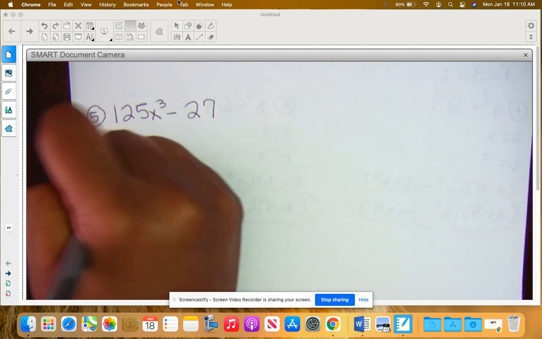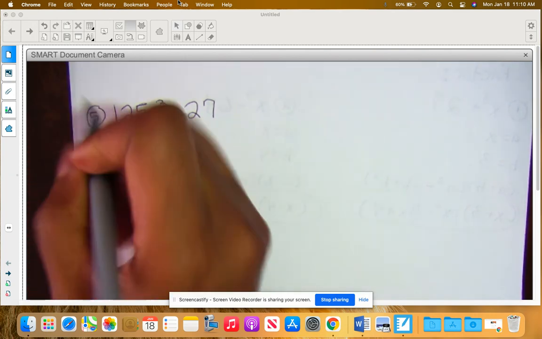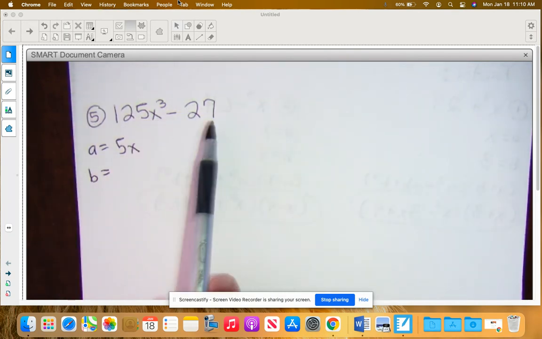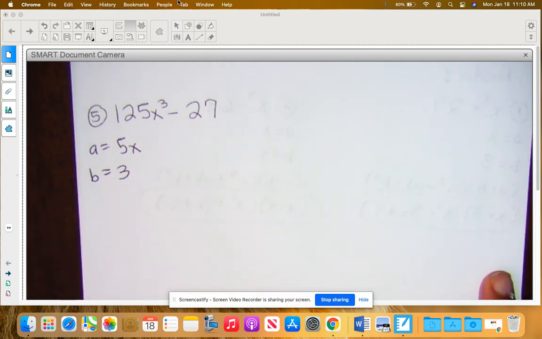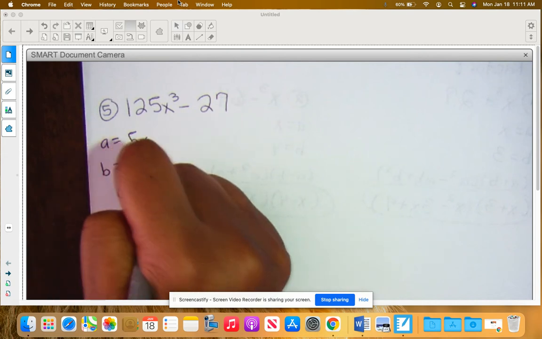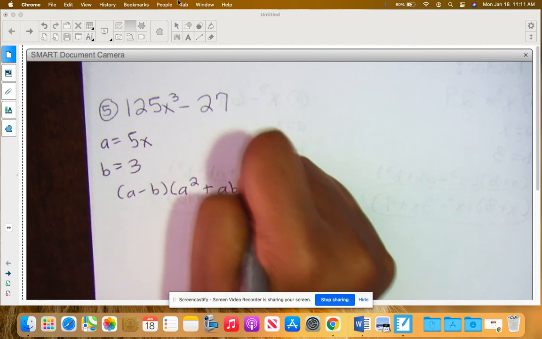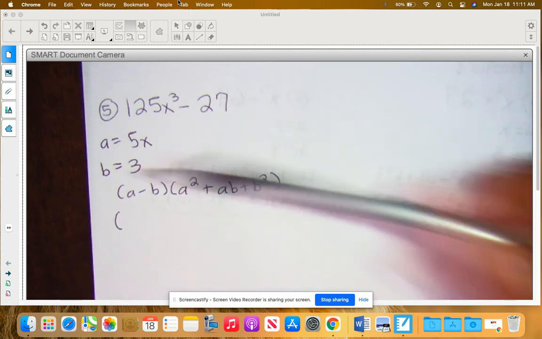We've already seen both of these numbers today. 125, the cube root is 5. So that's going to be 5x. 27, we've already seen a few times today. The cube root of 27 is 3. We are using the subtraction formula, and the subtraction formula looks like such. So we're going to take our A and B and substitute those into the designated spots. So we're doing 5x minus 3.